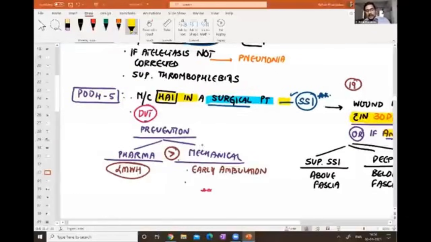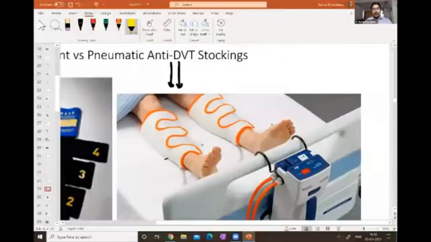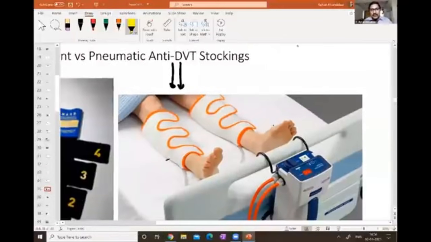These stockings are connected to a pump, and this pump pushes in air. The stocking inflates and it prevents stasis of blood. POD means post-operative day. Ranjita is asking, what is POD? POD means post-operative day. After surgery, which day? That will be post-operative day.